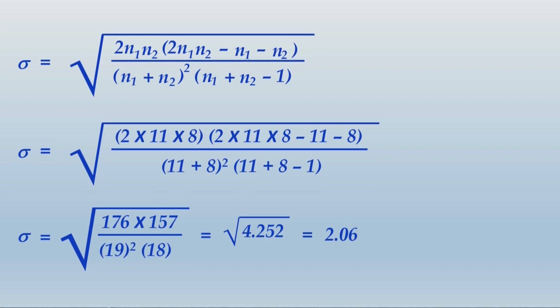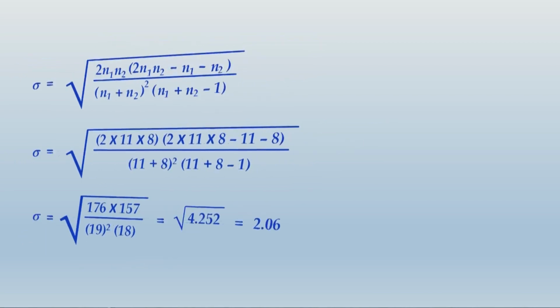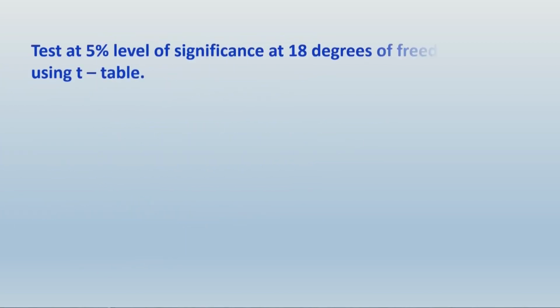Alright friends, let us now move ahead and apply the test. So we would say test at 5% level of significance at 18 degrees of freedom using the T table. Now you definitely understand why we are taking 18 degrees of freedom, because these 18 degrees of freedom will indicate N1 plus N2 minus 1, and N1 plus N2, 11 plus 8 minus 1, will definitely give you 18.